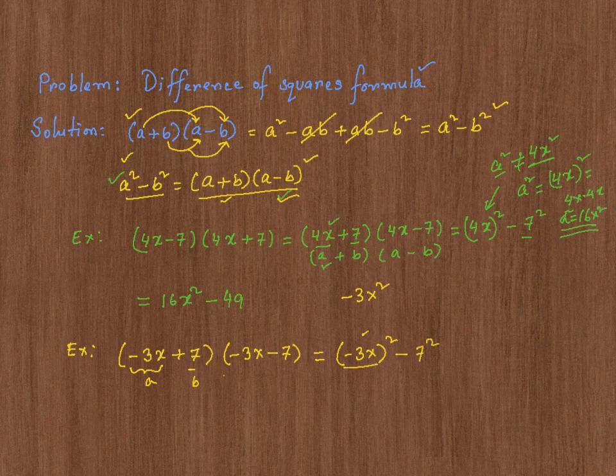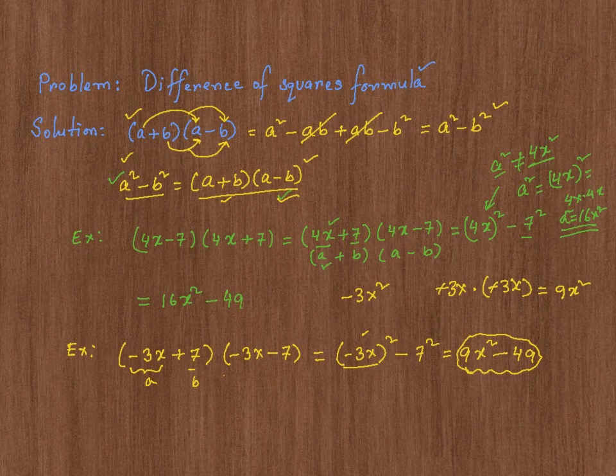Now negative 3x whole square is negative 3x times negative 3x. Negative and negative is going to be positive because we are multiplying two negatives. So 3x times 3x is 9x square. So it is going to be 9x square minus 7 square, which is, by the way, 49. And that should be your answer. So this is how we apply the difference of squares formula.